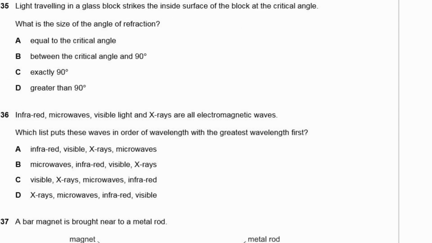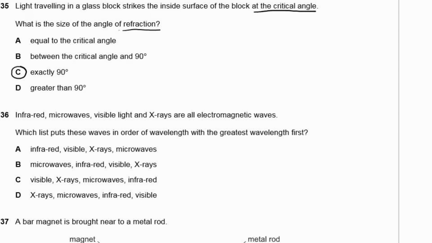There we are. 35. Light travelling in a glass block strikes the inside surface of the block at the critical angle. That's our key point here, isn't it? At the critical angle, what is the size of the angle of refraction? Well, at the critical angle, it's 90 degrees. It's exactly 90 degrees. That's why the critical angle is so important. As you start getting above the critical angle, you get total internal reflection. But the critical angle represents that cut-off point where it suddenly goes along the surface of the block. So it's exactly 90 degrees.